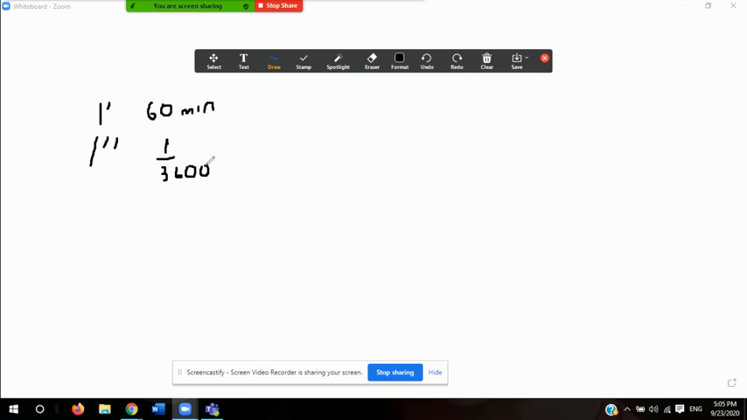Similarly, we can think of a degree like hours. We can divide 1 degree into 60 equal parts. Each part is called a minute and is denoted as 1 apostrophe. 1 minute is therefore 1/60th of a degree. We can then break down each minute into 60 seconds. Therefore, 1 second, denoted 1 double apostrophe, is 1/60th of a minute, or 1/3,600 of a degree.